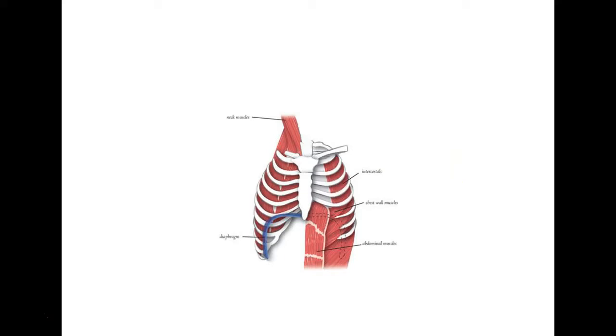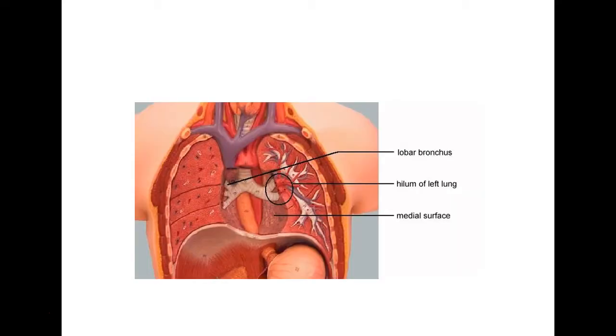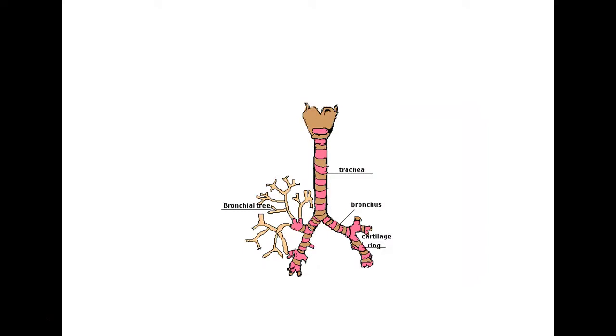There are a couple of pictures here just for you to reference. In this picture you can see where the diaphragm is, along with the abdominal muscles and the chest wall muscles. This picture here is a good picture because it shows you the trachea and the bronchus and the bronchial tree and getting ready to branch into the alveoli.